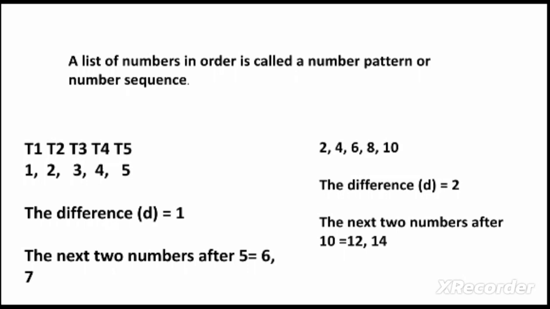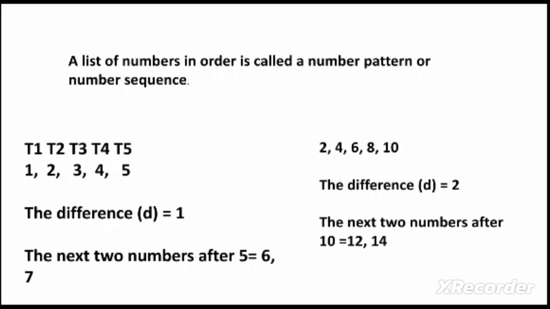So if you find a difference, they will ask you to write the next 2 numbers. Sometimes they might say the next 3 numbers, right, in the sequence, meaning the next 2 numbers after 5, the last number that they've given you in the sequence. So what you're going to do, as you can see that they're adding 1 to the previous number to get the next number, you're going to do the same thing. You're going to add 1 to 5 to get 6. You're going to add 1 to 6 to get 7. So those are our next 2 numbers.